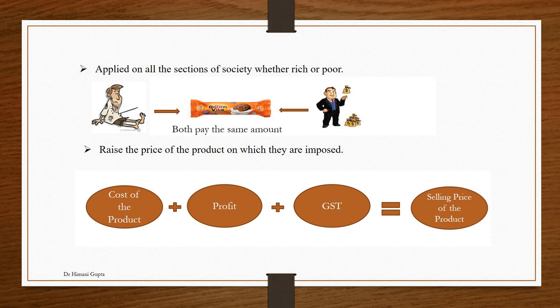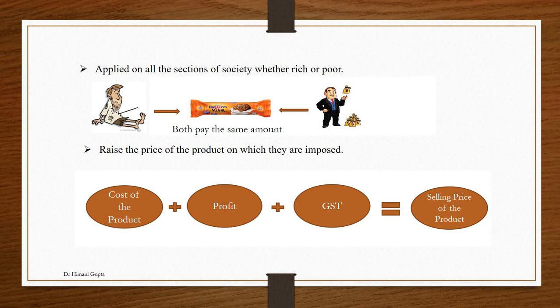Let's take an example. Let's say the cost of a product is 9 rupees. The owner of the product charges 1 rupee as profit. So he is willing to sell the product in the market for rupees 10. But since the government has imposed taxes, he is liable to charge tax from the end consumer. Let's say the tax rate is 10%. So he will charge 10% of 10 rupees from the consumer. 10% of 10 rupees is rupee 1. So the selling price comes to be rupees 11.